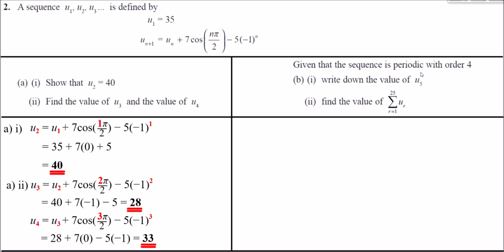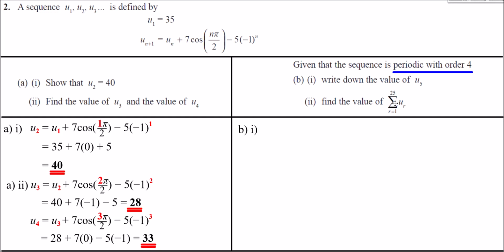Now we're told that the sequence is periodic with order 4. So for B part 1, we need to use this information to write down the value of U subscript 5. So what does a periodic sequence mean? If it's periodic, it means it repeats, and the order tells us how many terms are in each repeating block. So periodic with order 4 means that there's 4 terms in each block before the cycle then repeats.